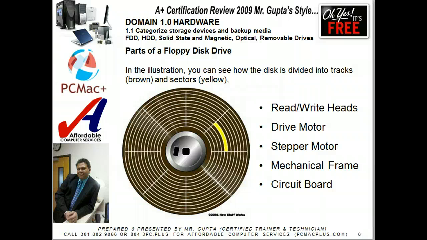In this photograph you can see how the disk is divided into the tracks. You have read and write heads, drive motor, stepper motor, mechanical frame, and circuit board.